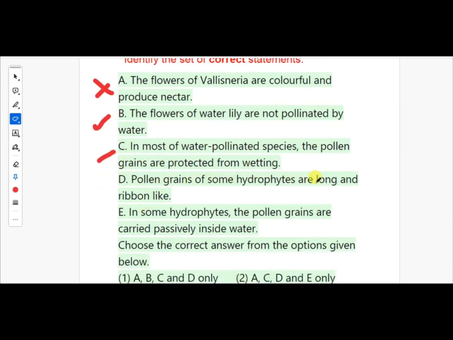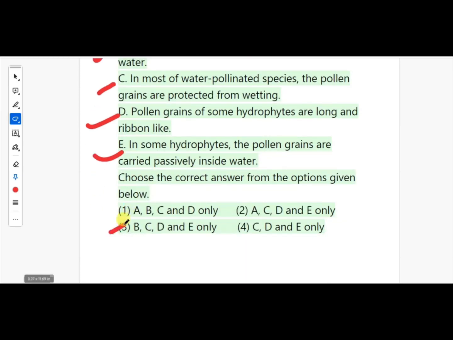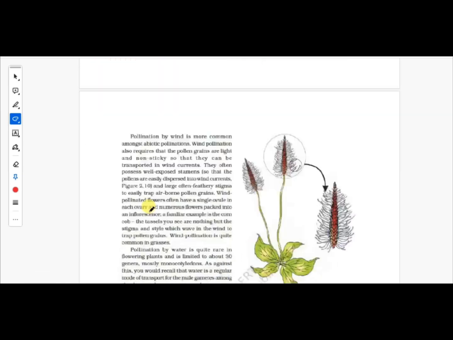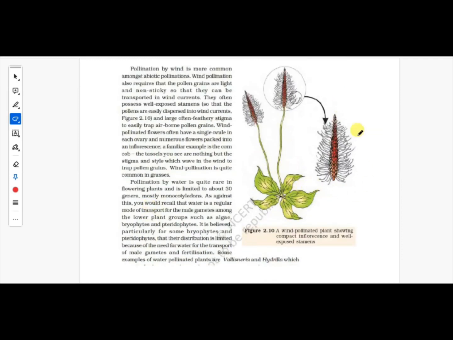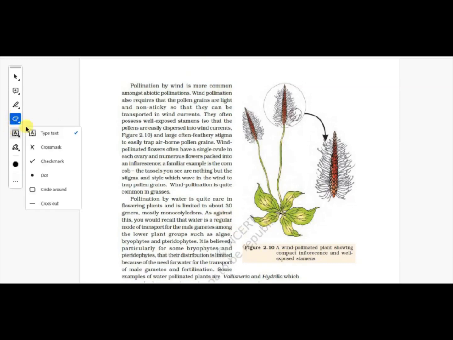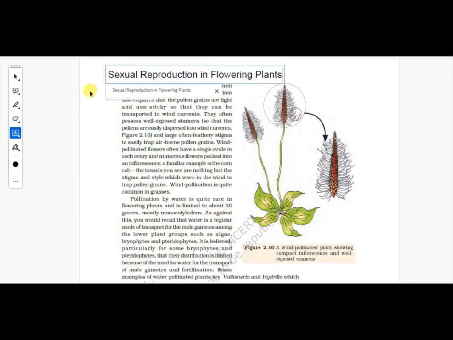Pollen grains of some hydrophytes are long and ribbon like, it's correct. In some hydrophytes, the pollen grains are carried passively inside the water, and it's right. And except A, B, C, D is correct, so option C. And you can see the NCERT line here and the pictures related to the topic, and this is from the chapter known as sexual reproduction in flowering plants.